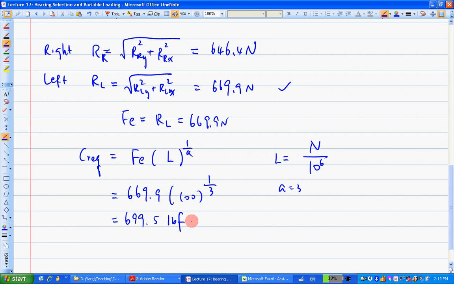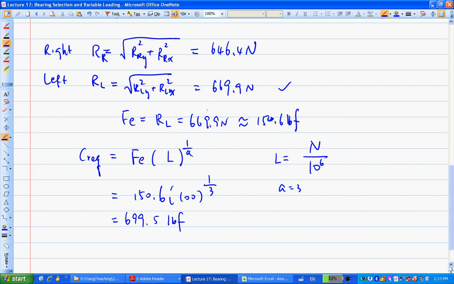I shouldn't see pound force here. I think I converted everything. You know what? Yeah, I think I made a mistake. So instead of using Newton here, I converted to pound force because the catalog I use gives C10 required in pound force. So I did a little conversion here. So the 690 is approximately 150.6 pound force. Okay. So I use that number for the calculation.